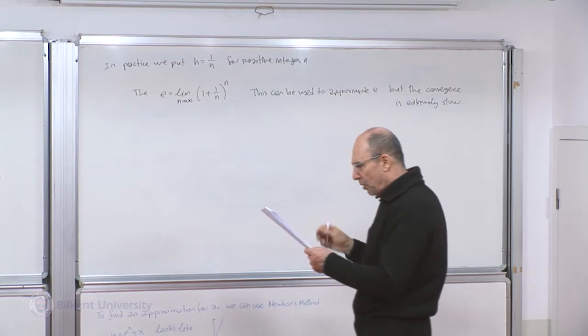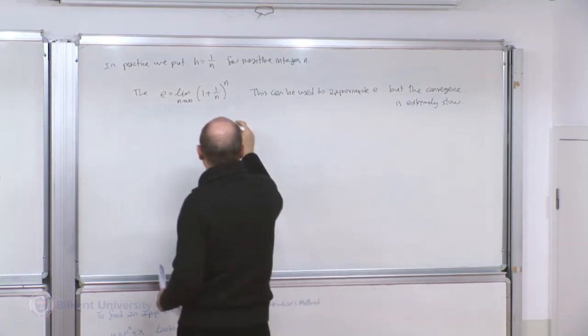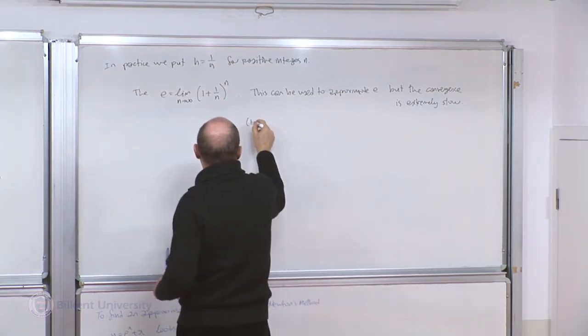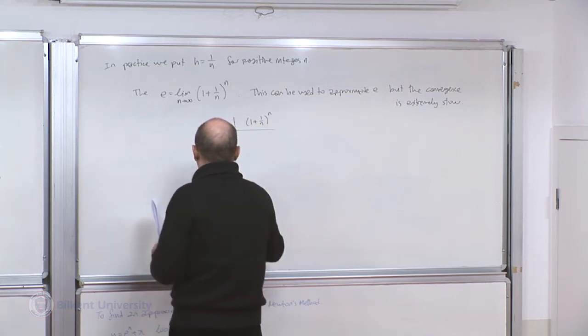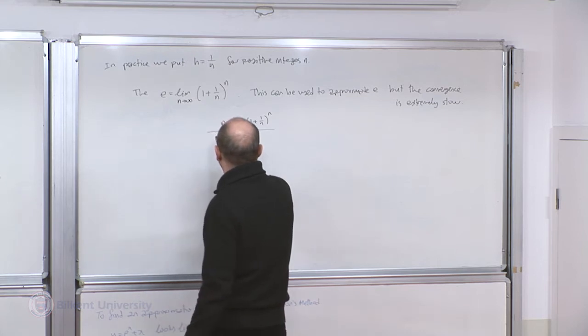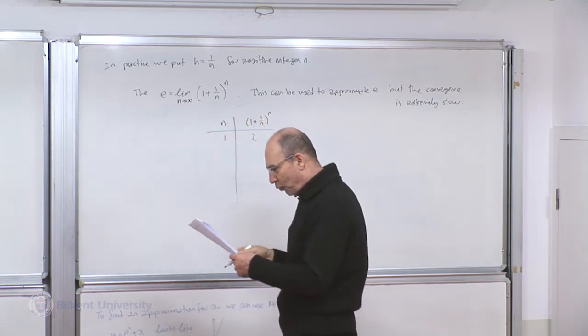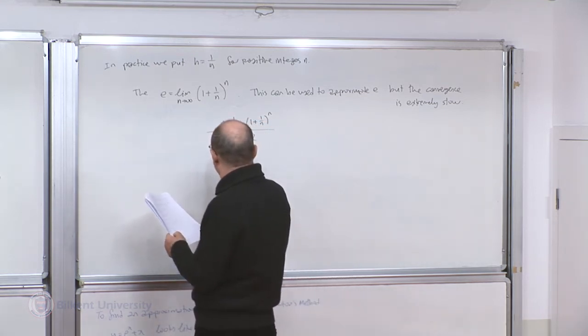So what did I get here? For example, let's check this thing: 1 plus 1 over n. If you put n equals 1, you get 2, which is not good. Let me write the first few values.